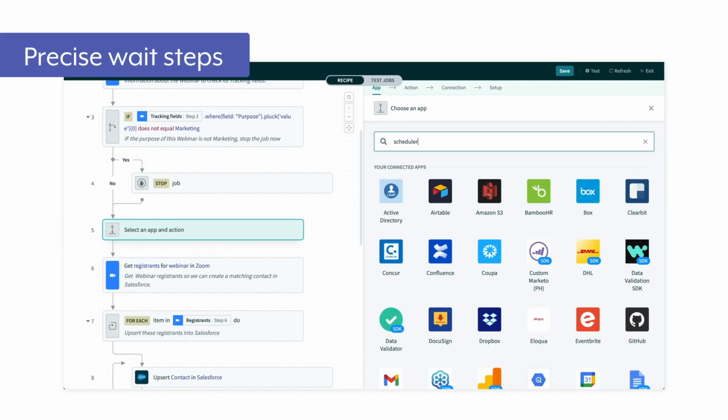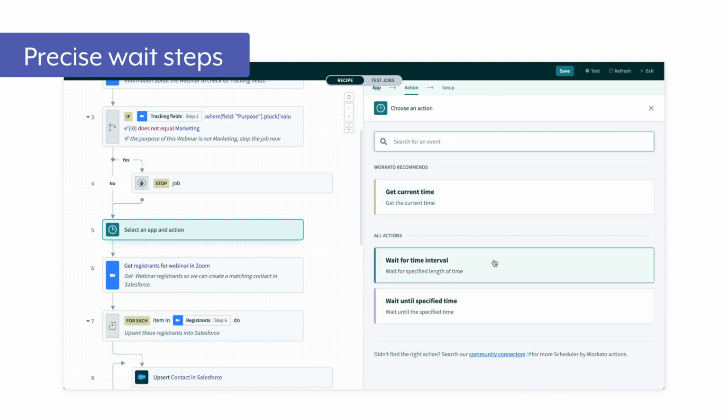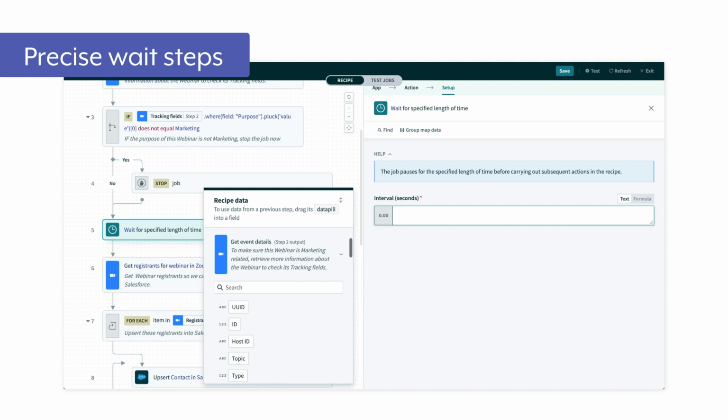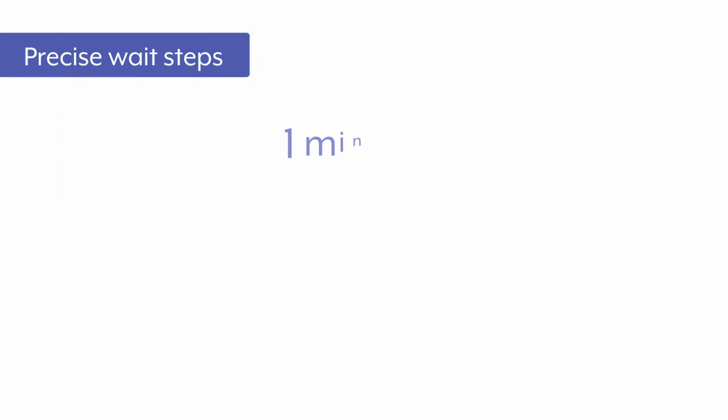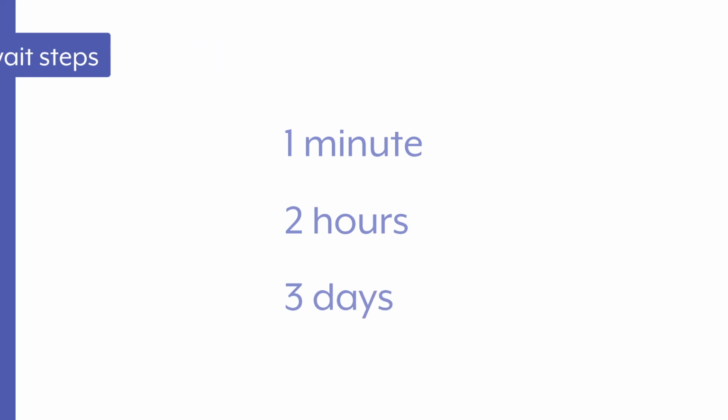When automating business processes, it is common to wait for dependent processes or events to complete before kicking off the next series of actions. Previously, that could be done with the wait action in Workato, but the wait times were predefined. With the latest updates, you can define precise intervals such as 1 minute, 2 hours, 3 days, or any others that fit your exact needs.